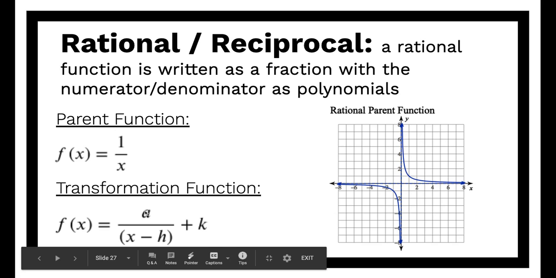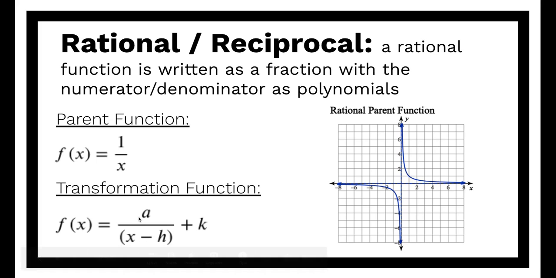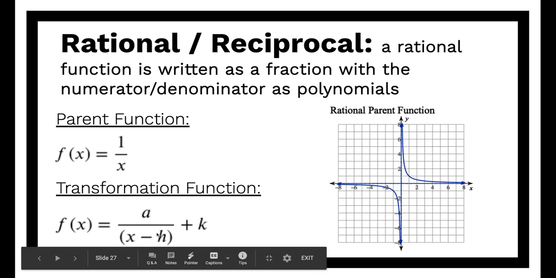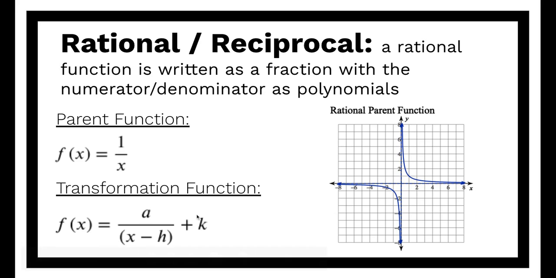So here, that a value is on top. It won't always be written on top. You may see a 1 on top and then a coefficient out to the front. So a could be outside, but if it is a whole number, when you are multiplying a whole number times a fraction, you multiply just on top. So if it is just a whole number out here, you can just multiply it by whatever is written on top to simplify it down. That h is going to be in the denominator where that x value is, and then the k is going to be outside of the whole fraction.